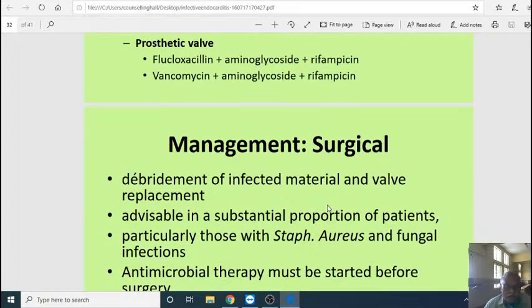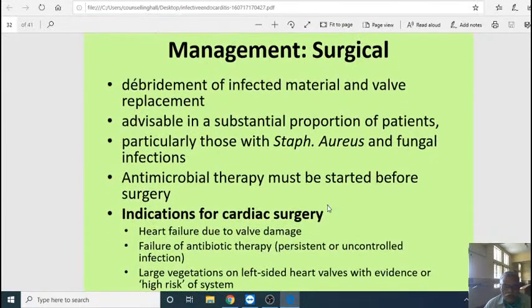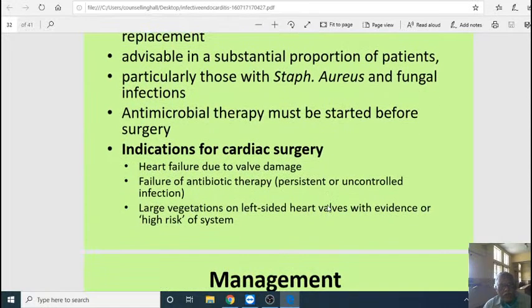So the surgical management of this patient involves debridement of the infected material and valve replacement, which is advisable in a substantial proportion of patients, and particularly those with Staphylococcus aureus and fungal infections. The antimicrobial therapy must be started before surgery, and indications for cardiac surgery should be given.